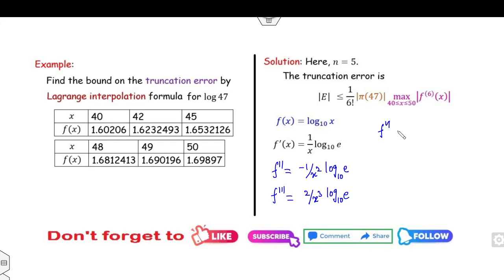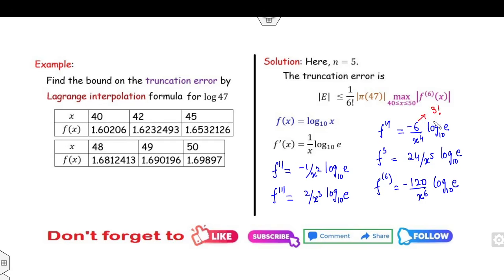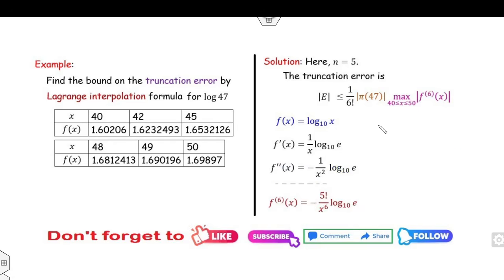What is the fourth derivative? It is minus 6 over x to the 4 log of 10e. What is the fifth derivative? 24 over x raised to power 5 log of 10e. And what is the sixth derivative of this? It's 120 over x raised to power 6 ln of 10e. Fine. If you look closely, this 6 can be written as 3 factorial, this number as 4 factorial, and this as 5 factorial.